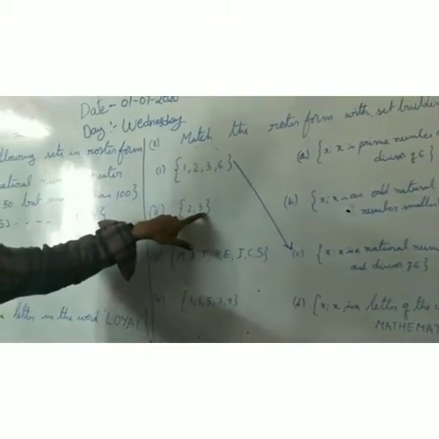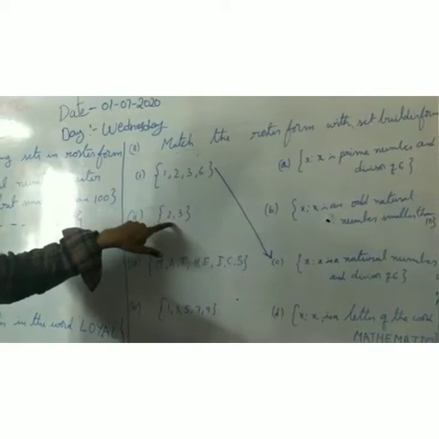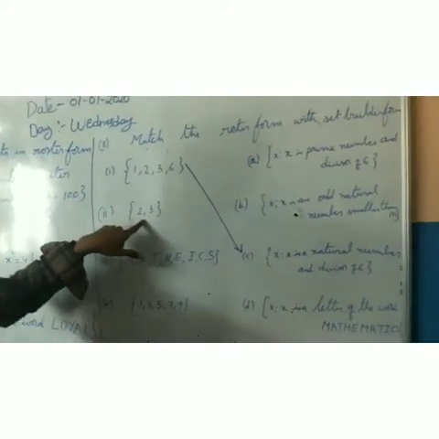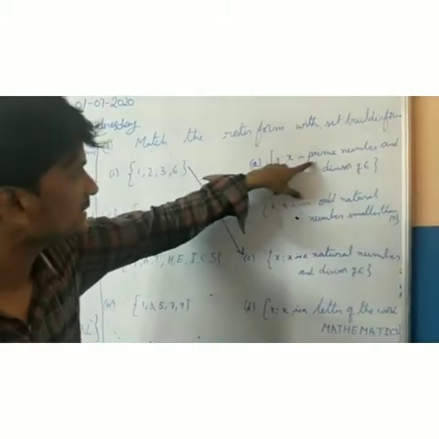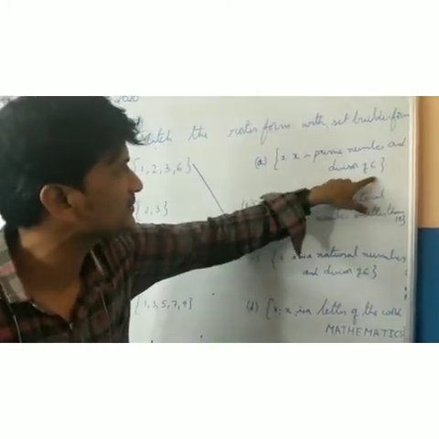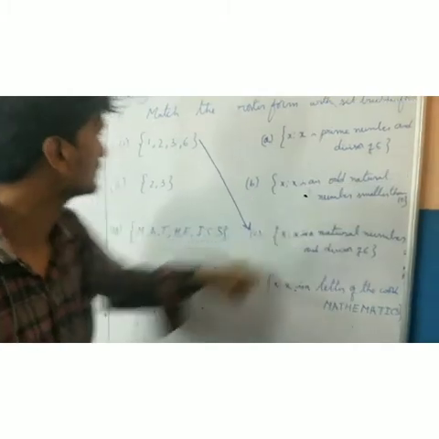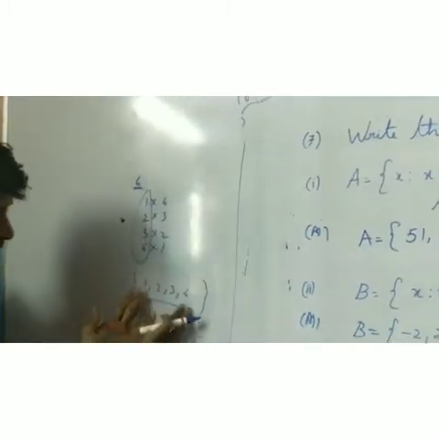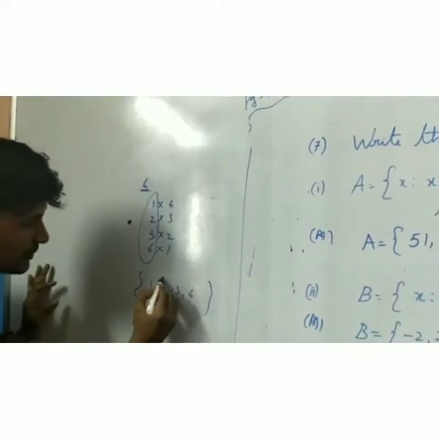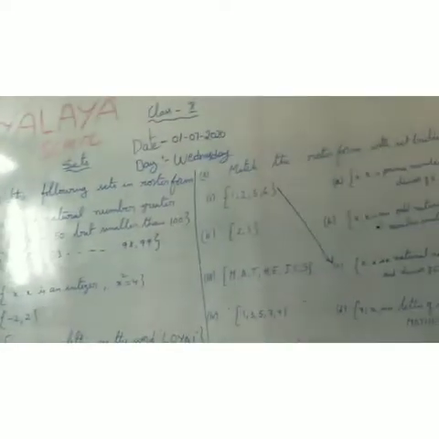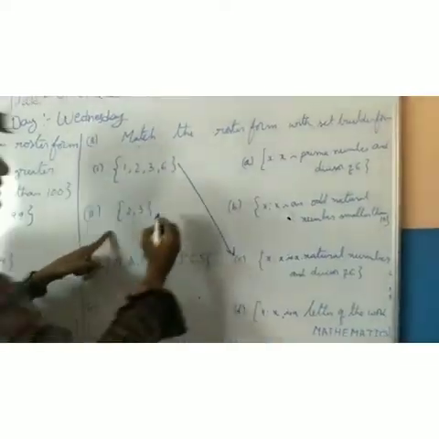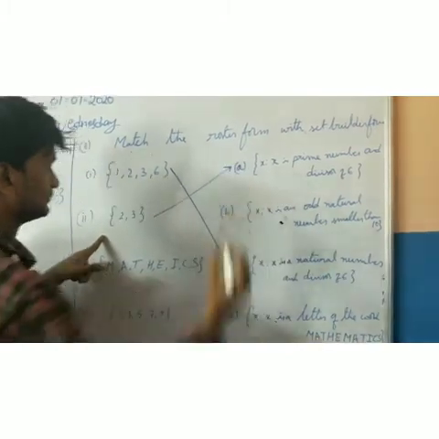Next, what's the form? 2, 3. 2, 3 means which is suitable here? x such that x is a prime number and a divisor of 6. Divisor of 6 means, in this set, which are the prime numbers? Prime numbers are 2 and 3 only, because of divisor. Divisor means factor. So the second one is suitable for A.